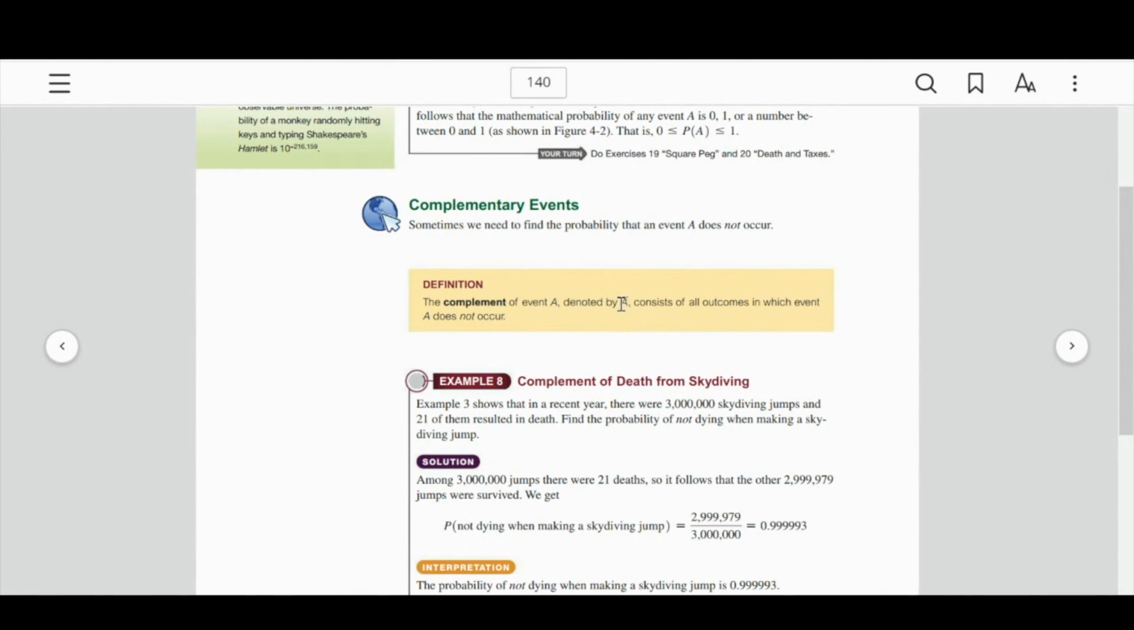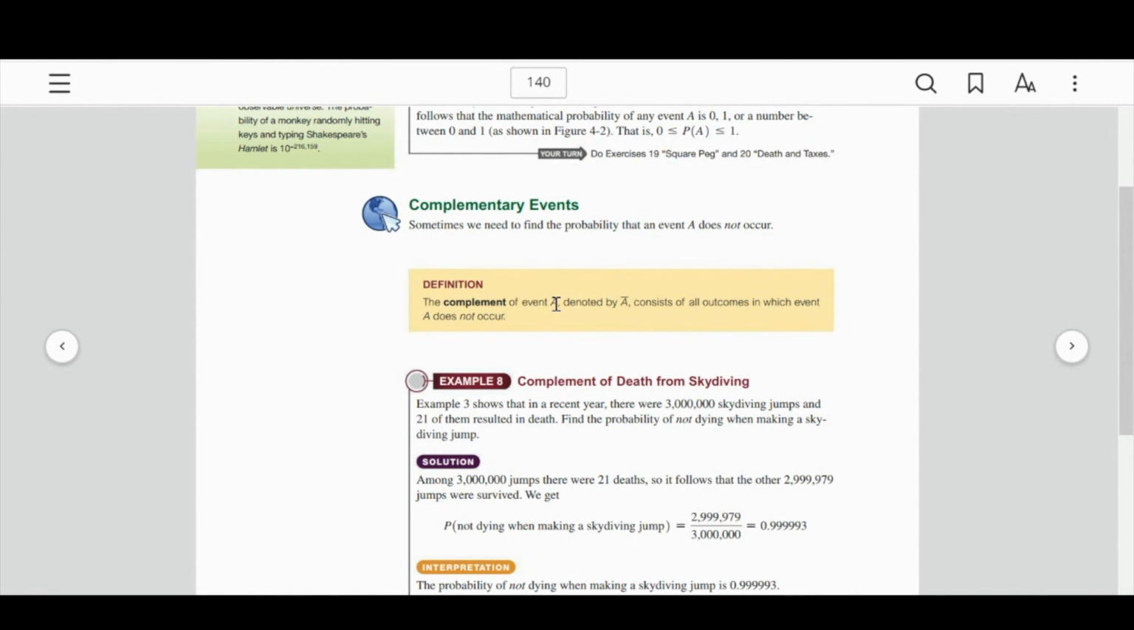Do not ever catch yourself pronouncing this as A bar. It's not. Pronounce it as not A. So A is heads, not A is not heads. And you could say, you mean tails? Okay, if you have to say tails, fine. But technically, it's not heads. If the event is, I rolled a 4 on a 6-sided die, then not A is, I rolled a 1 or a 2 or a 3 or a 5 or a 6. I didn't roll a 4.